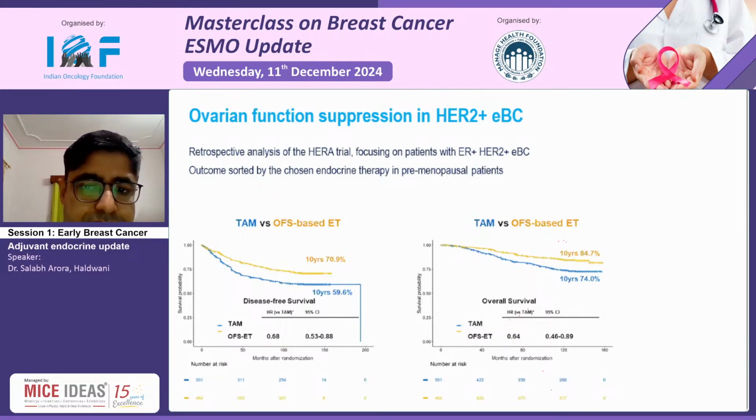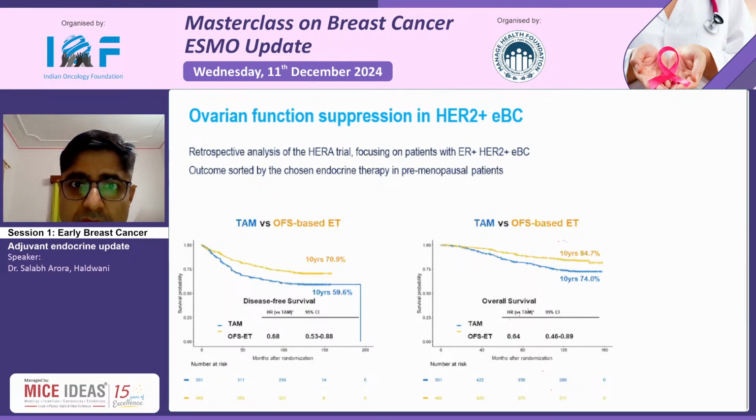As you can see in these two graphs, the disease-free survival in this HER2 positive population showed almost a 10% difference, which was clinically and statistically significant, in patients who received ovarian function suppression and AI versus tamoxifen. Similarly, in terms of overall survival, which is the holy grail of oncology interventions, there was also an 11% difference.